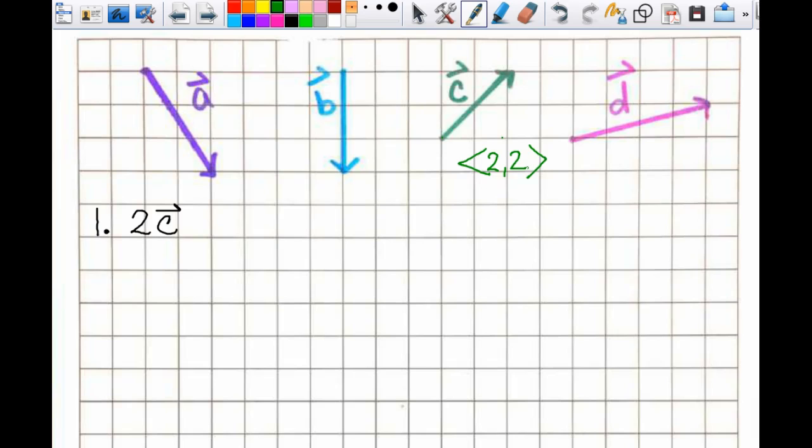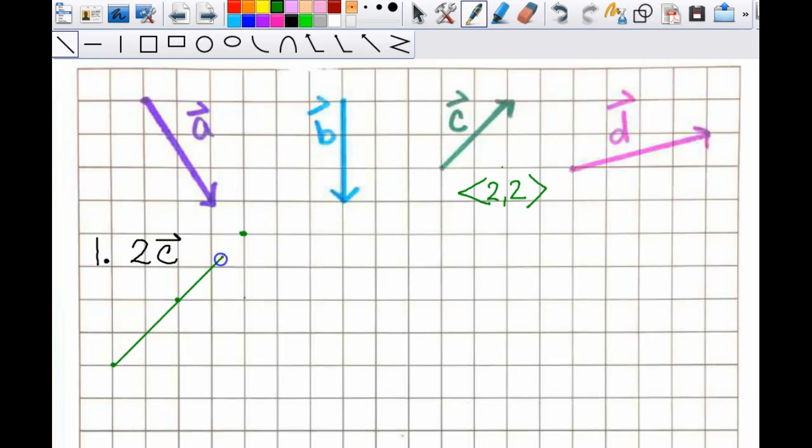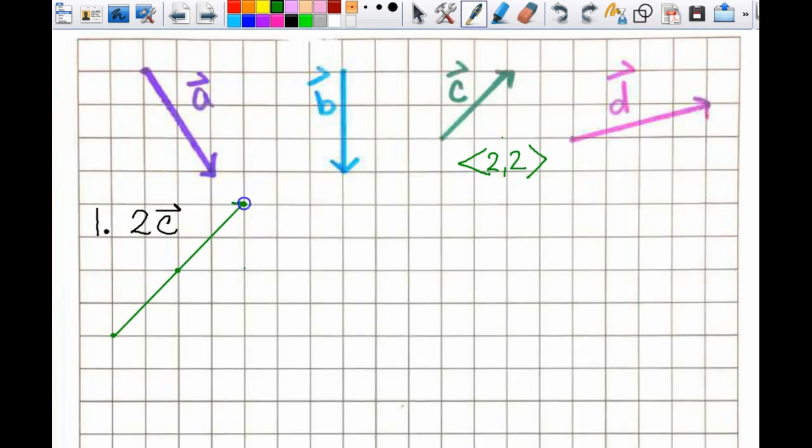So if I want 2 times that vector, then I need to, let's start right about here. That way I have plenty of room. I start here. I'm going to go to the right 2 and up 2. And then I'm going to go to the right 2 and up 2 again. So this right here is 2 times C. Easy enough, right?